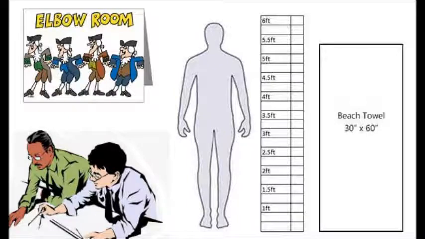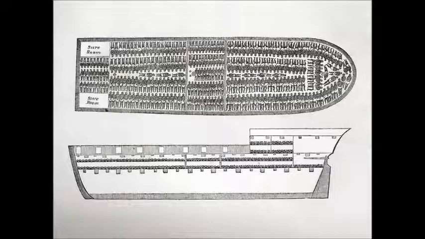A rectangular space, 6 feet long by 16 inches wide would represent the 8 square feet allotted to each person. This slave ship diagram was drawn specifically to demonstrate those calculations. These illustrations were never meant to describe the actual living conditions on board.